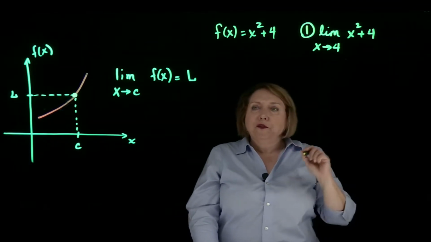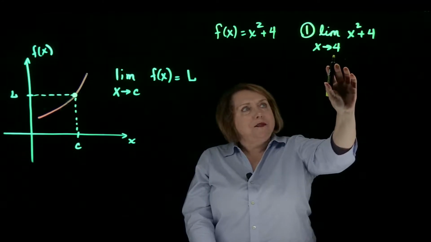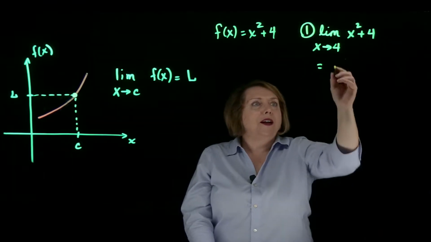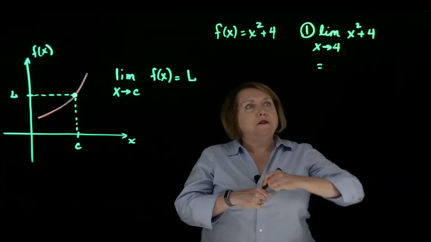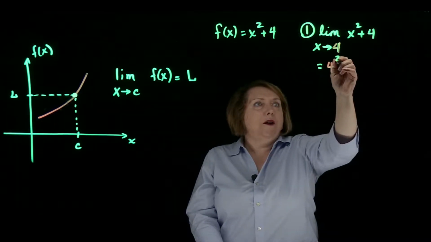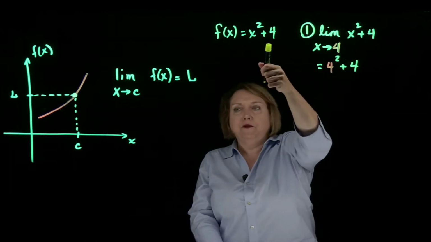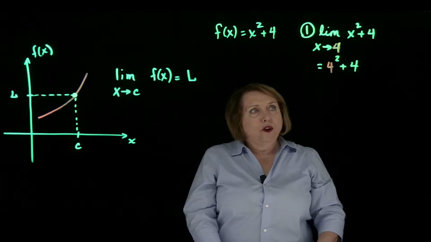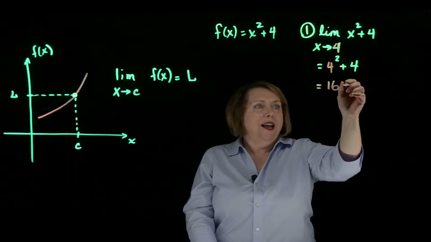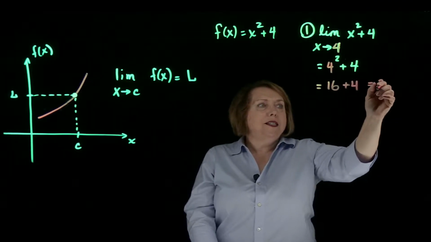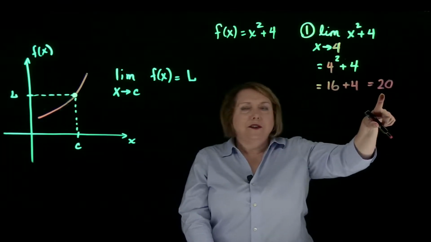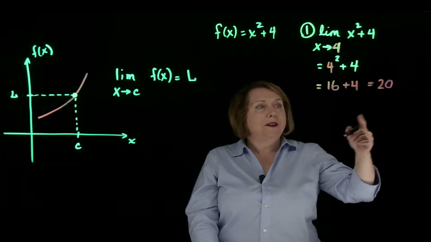So what would we do here? The first thing we always want to try is just replace the value of x into your function. Since x is approaching 4, I would replace x in my function with 4, and I'll need to square it and then add 4, because that's what my function is, x squared plus 4. So when I compute 4 squared, I get 16, and then plus 4, that means this limit is 20. So that idea of L here, the limit is equal to 20.